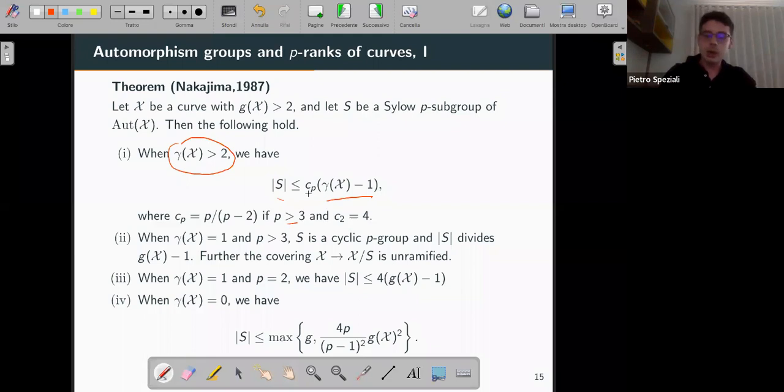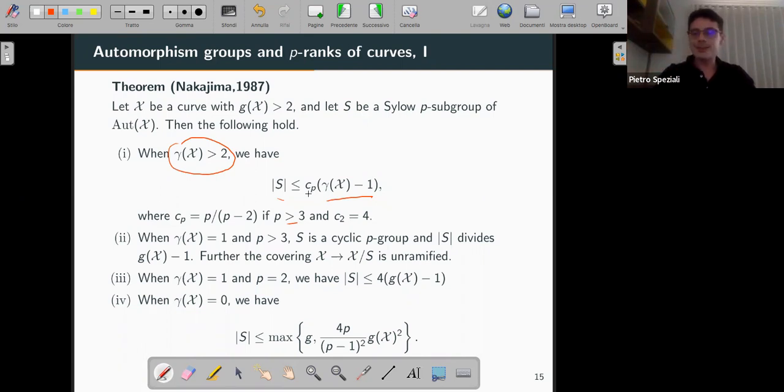When the p-rank is 1 and the characteristic is big enough, then the Sylow subgroup must be cyclic, and its size divides g minus 1. And it fixes no point, actually. For p-rank 1 and characteristic 2, well, we always have a linear function.